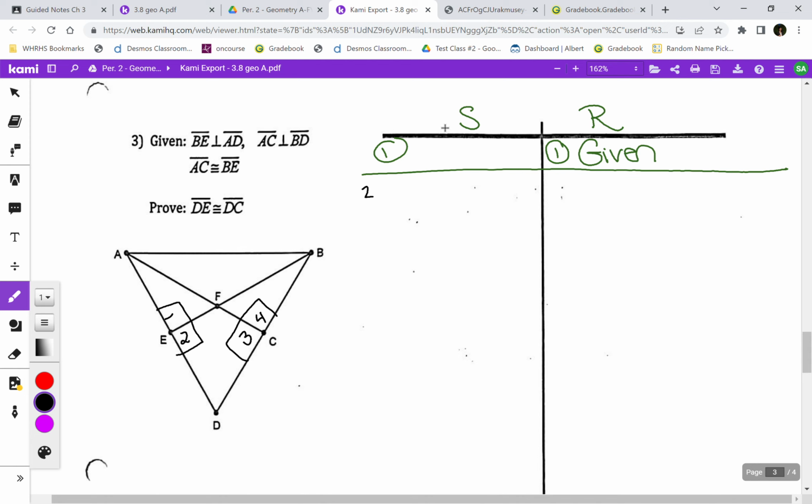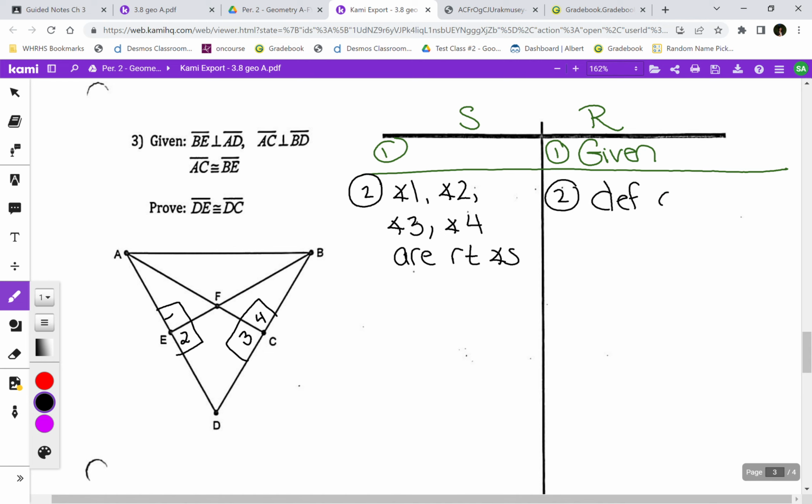So let's write this out. Angle 1, angle 2, angle 3, angle 4 are right angles. And that's just def of? No. Definition of a right angle is that it's 90 degrees. Good. Def of perpendicular. You got it. Now we have that AC is congruent to BE. So I hate marking these overlapping triangles when it's like this, but this is how we can mark it.